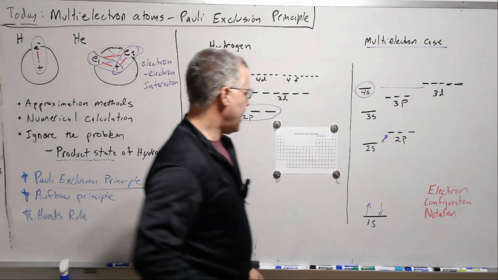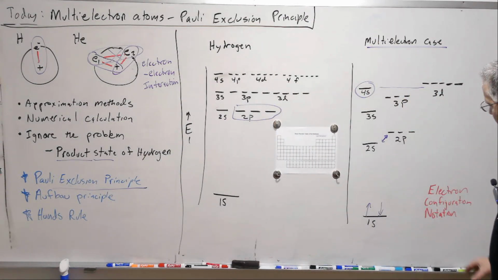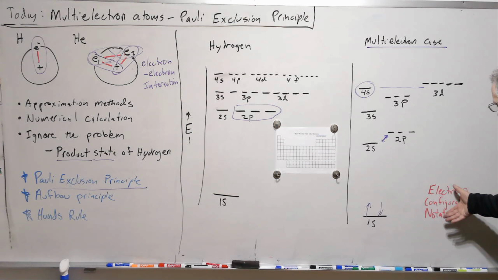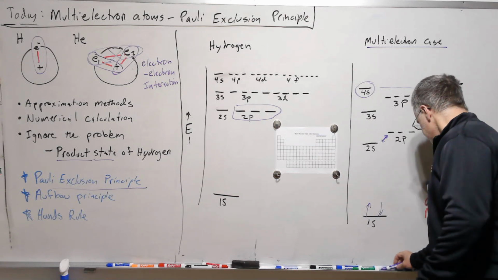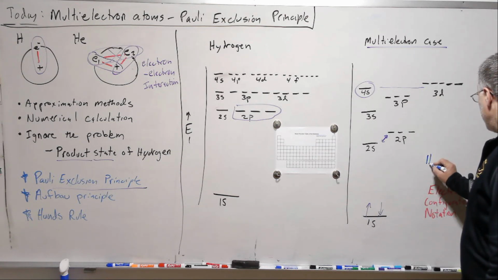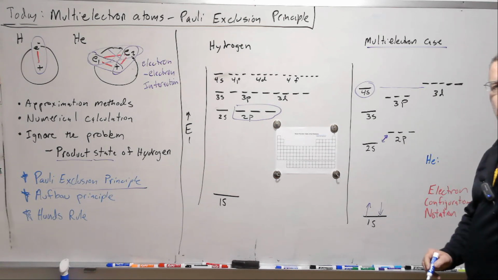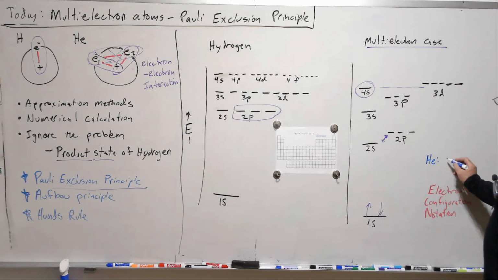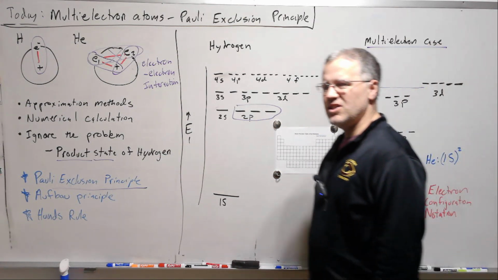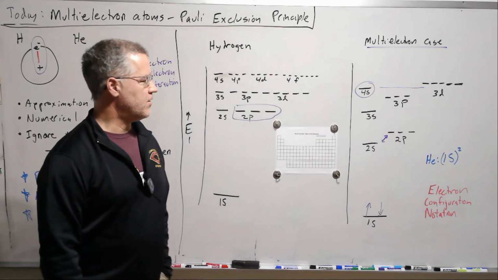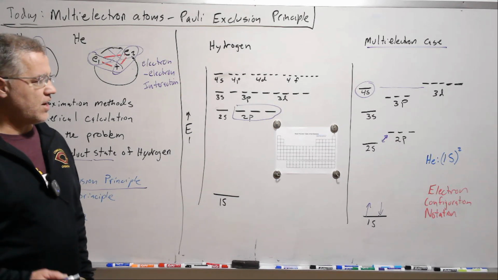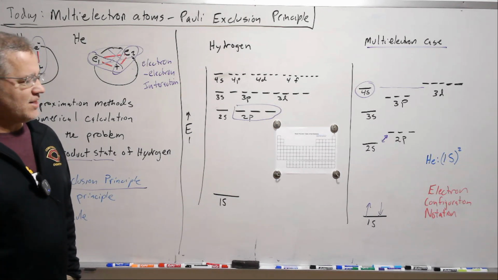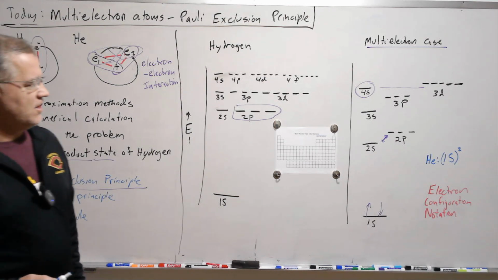Now, we don't want to have to draw this picture all the time. So we express this in what's called electron configuration notation. And how we would do that for helium is we would write helium colon, and this really is a product state. So we would go 1s squared. Usually you'll hear it referred to as 1s2 rather than 1s squared, but it really is a product state. So you're not wrong if you say squared. People might look at you a little funny because everybody's used to saying 1s2.